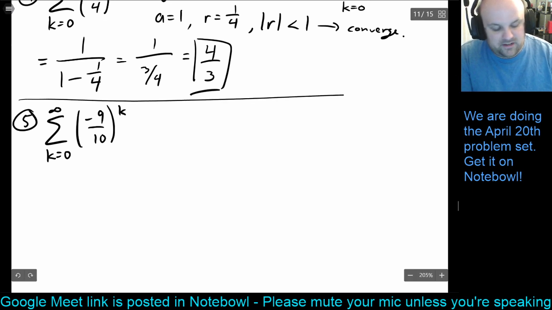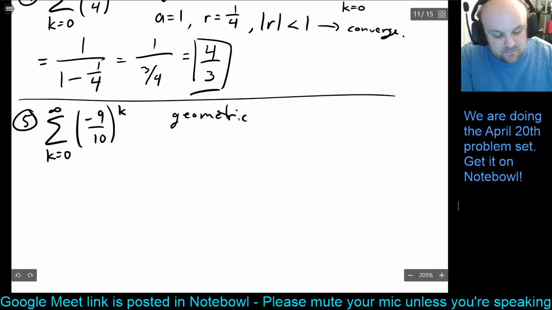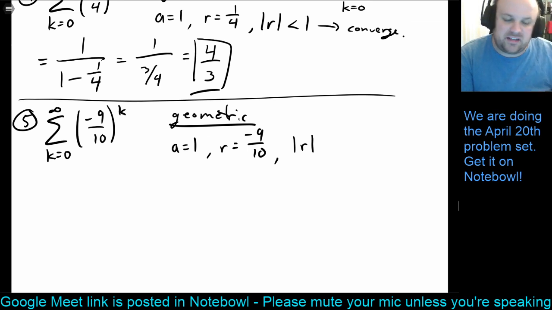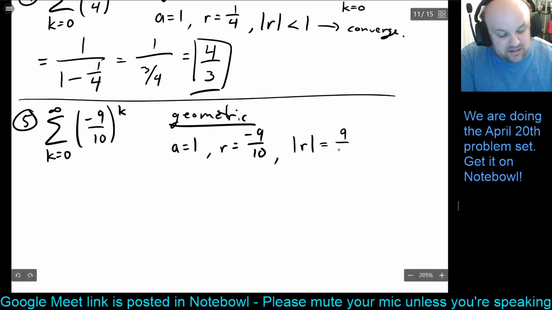And probably not too much surprise, this is again geometric. And this one, a is 1, r is -9 over 10. Right? So r can be negative. There's certainly nothing wrong with r being negative, because when we check for convergence, we use the absolute value. So that negative kind of doesn't mean anything. The absolute value of that, by the way, is 9 over 10, which is less than 1. So we know that it converges.